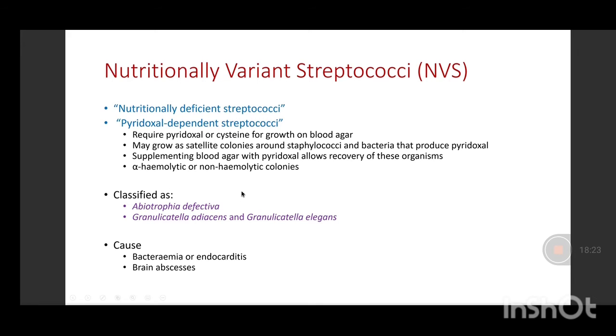There are two genera in the nutritionally variant streptococci. One is Abiotrophia defectiva, and another is Granulicatella. Adiacens and elegans are the common ones, and both are responsible for bacteremia and endocarditis, and because they cause bacteremia, they also lead to brain abscesses.